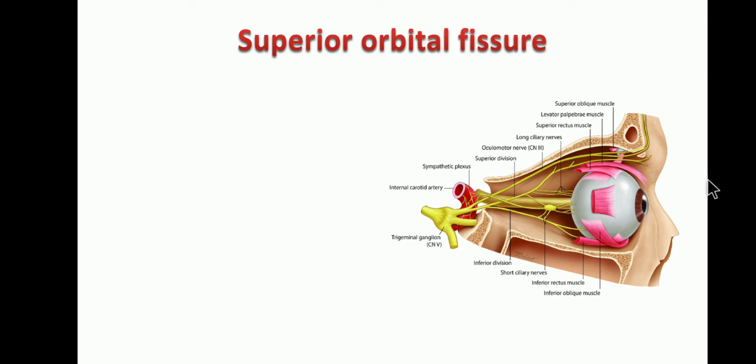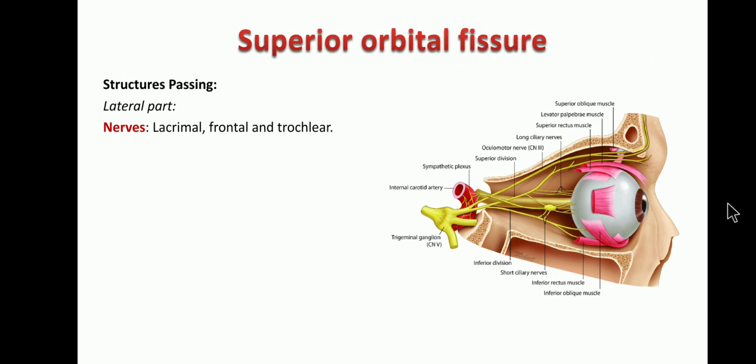The nerves which are entering the orbit. Now what are all the nerves which enter the orbit? We will see from the compartment wise. First, above what we saw in the last slide is the lateral compartment. So what are the structures entering through the lateral compartment? Mainly the nerves are lacrimal, frontal and then trochlear.